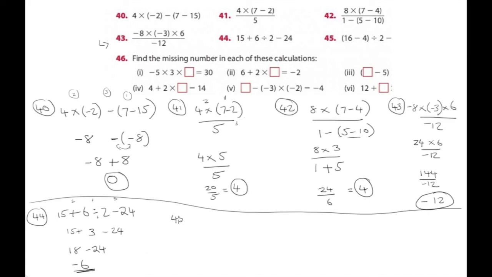And the last one for this video is 45. So we have 16 minus 4 divided by 2. So 16 minus 4 divided by 2, that is 12. 16 minus 4 is 12, divided by 2. That will give us 6.